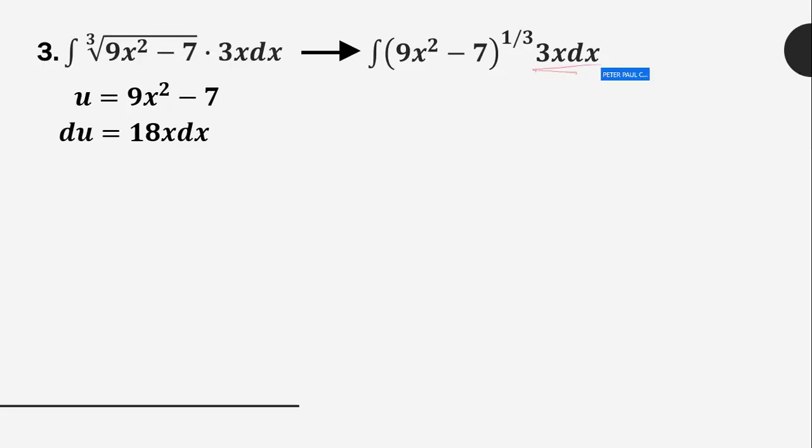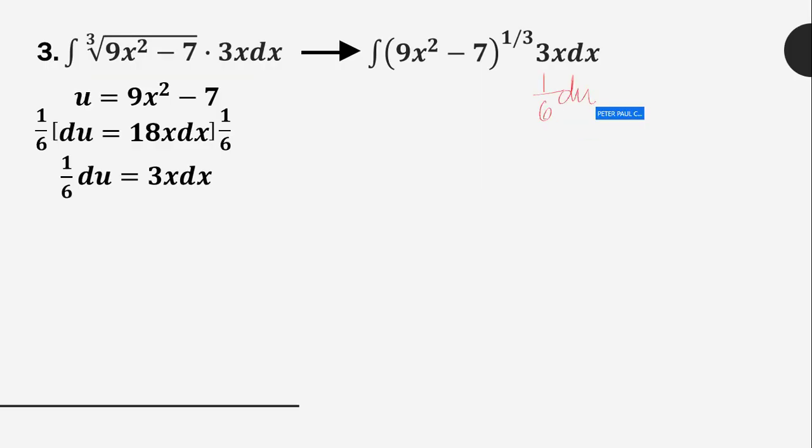Again, notice that 3x dx is somehow similar to 18x dx, but we have to do something so that the numerical values will be the same. So we have to think of an integrating factor. So the integrating factor should be 1 over 6 on both sides. So we'll have 1 over 6, and then 18 times 1 over 6 is 3x dx. So notice that this is your 1. We can replace this one as 1 over 6 du.